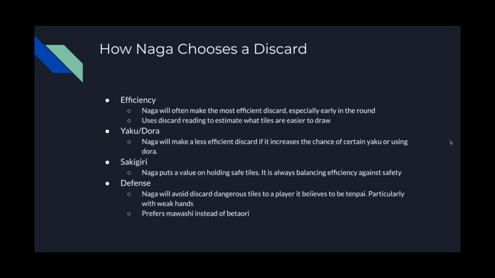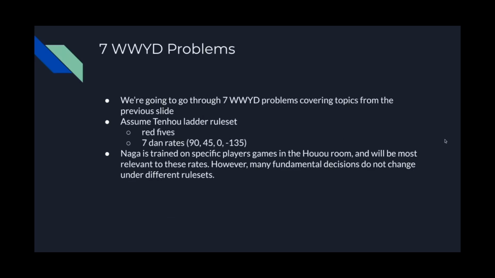So now we have a couple of examples of all this decision making. We have 7 different "what would you discard" problems. A note about the rules here, just so you understand what Naga is trained to play on: Tenhou 7-dan rates, which are pretty basic online rates with fourth avoidance. So here it's plus 90, plus 45 for first and second, and then minus 135 for fourth, with third just getting 0. It's the typical ladder rates that I'm sure you are all used to.